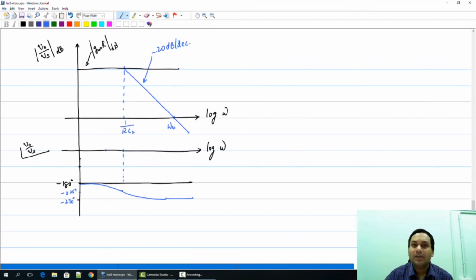Now, as you can see, the phase response or the magnitude response looks nothing like the low frequency equivalent when you start increasing the frequency to really large values that are comparable to or larger than 1 over RC2, which is the pole frequency of the system.